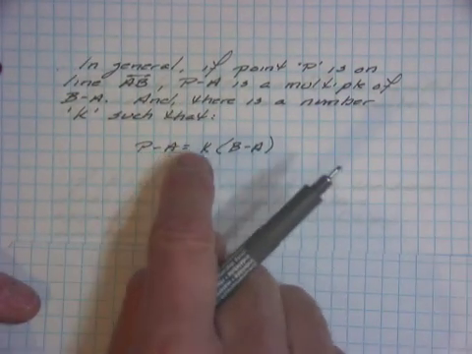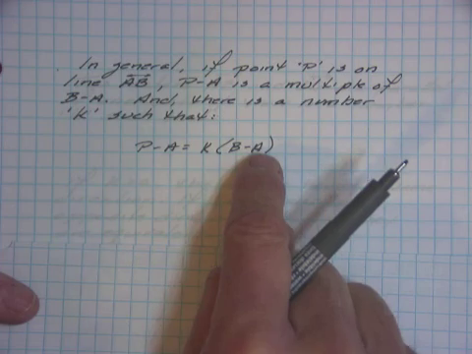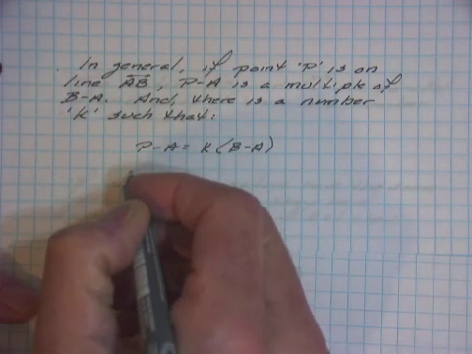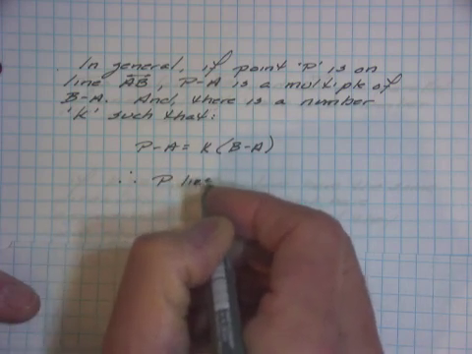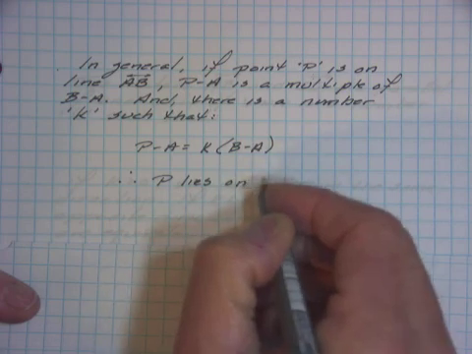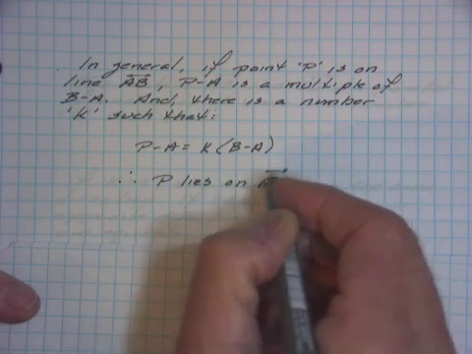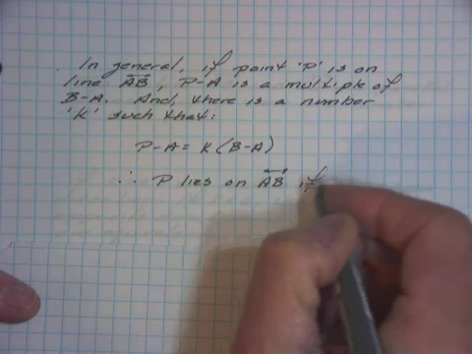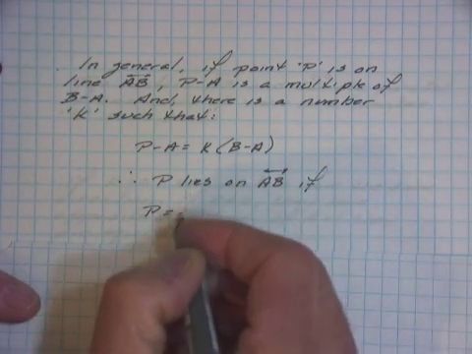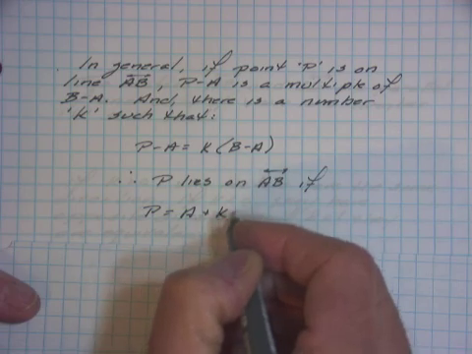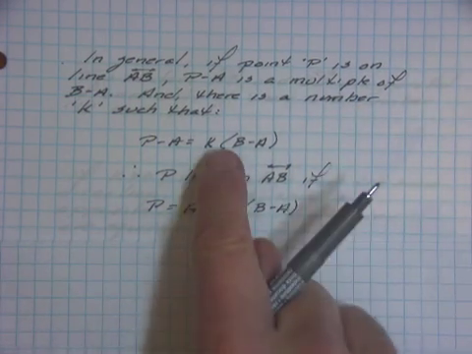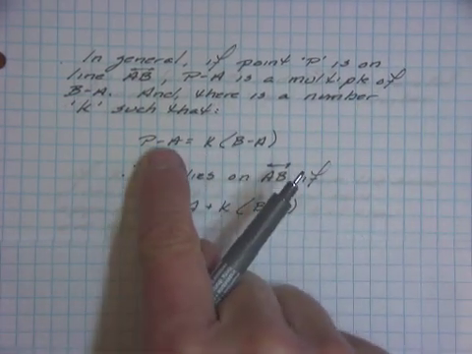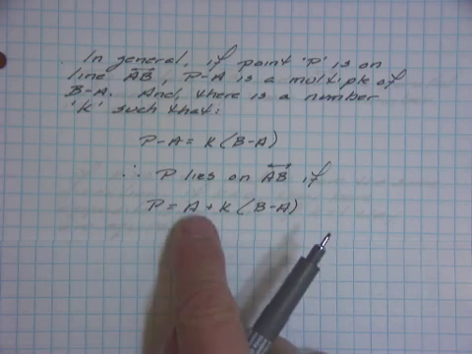So how do we express that being a multiple? We have a scalar factor. K is the multiplier. We call it a scalar multiplier. So if P minus A equals some number times B minus A, we can say therefore, P lies on AB, the line AB, if P equals A plus K times B minus A.